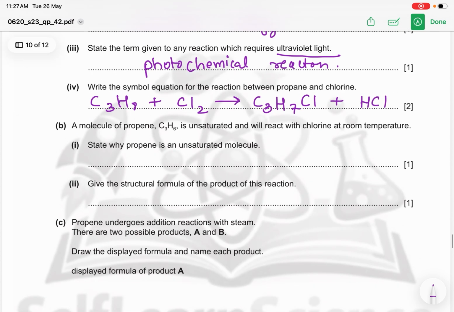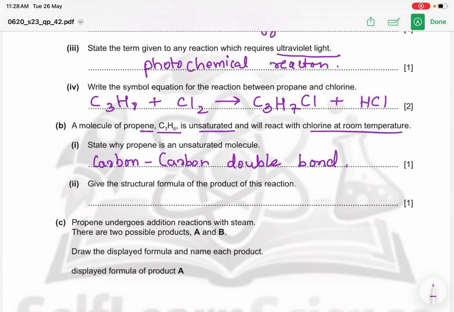Next, B. A molecule of propene C3H6, formula is also given to you, is unsaturated and will react with chlorine at room temperature. State why propene is an unsaturated molecule. Now, from the name itself, ENE, propene is an alkene. And why is it unsaturated? Because it has a carbon carbon double bond, or because it has a carbon carbon bond which is not a single bond.